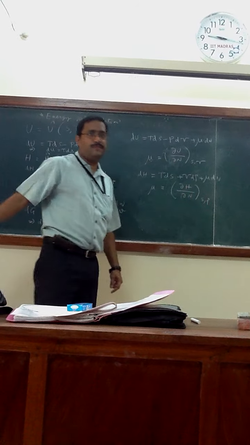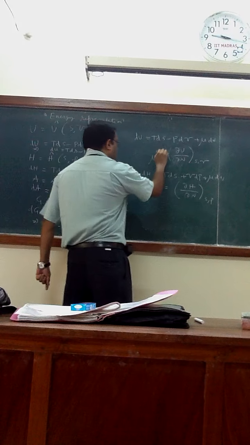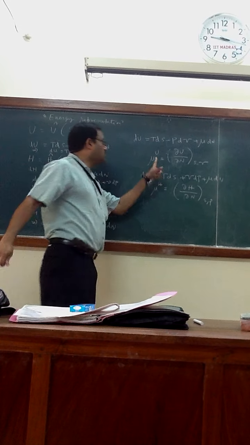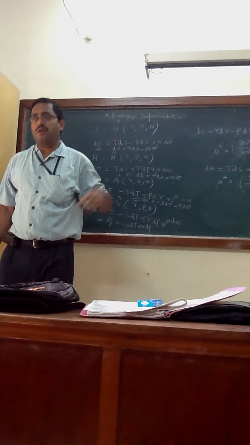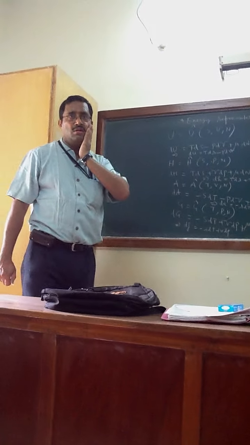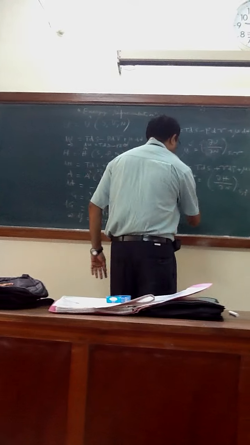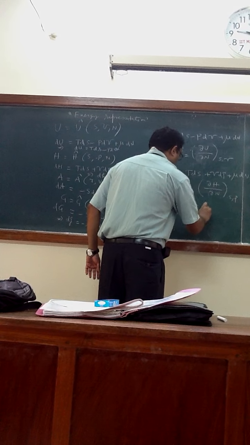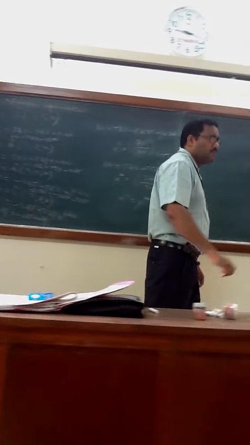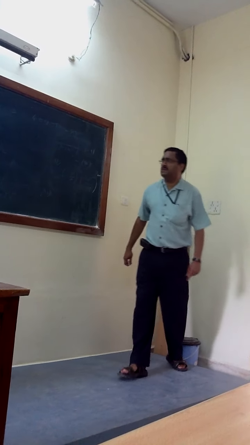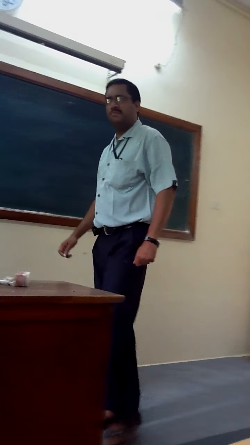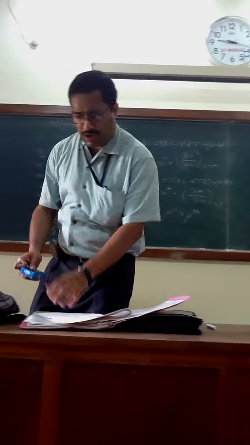Am I correct? This is mu_U and mu_H. So this mu is based on internal energy, and this mu is based on H. How can you say they are the same? How can you say mu_U equals mu_H? Any idea? How can you derive that they are the same?